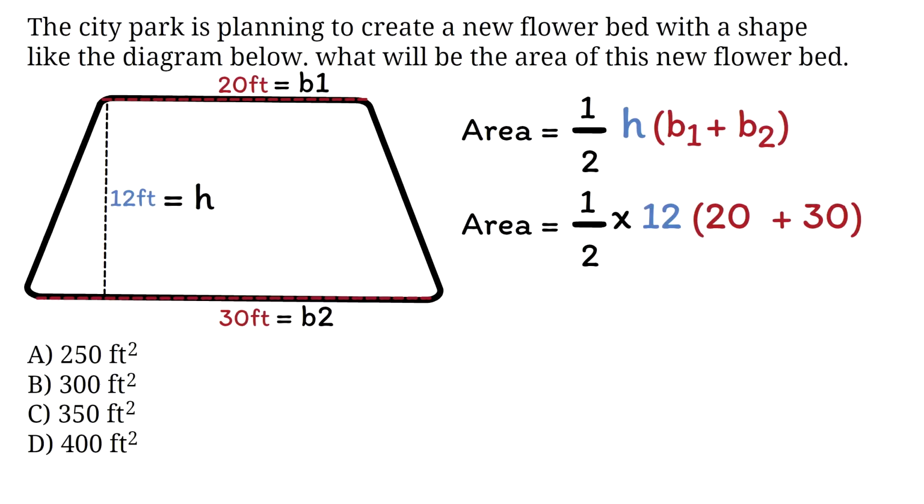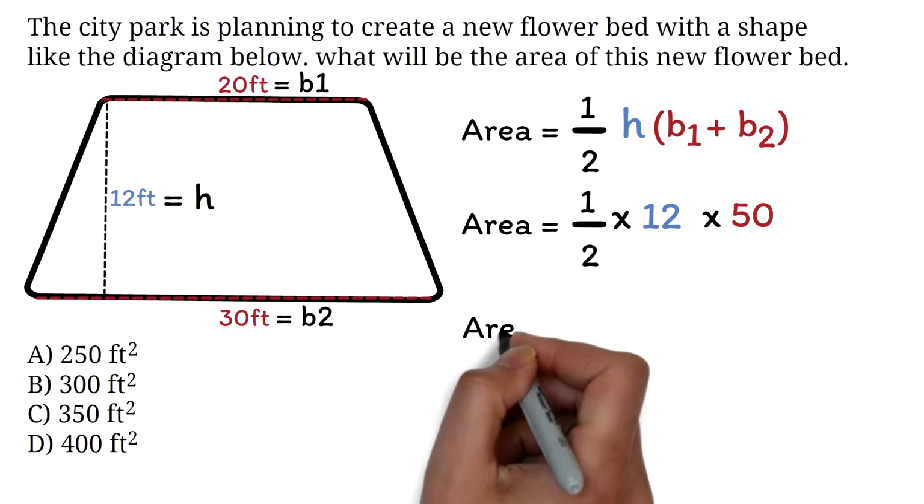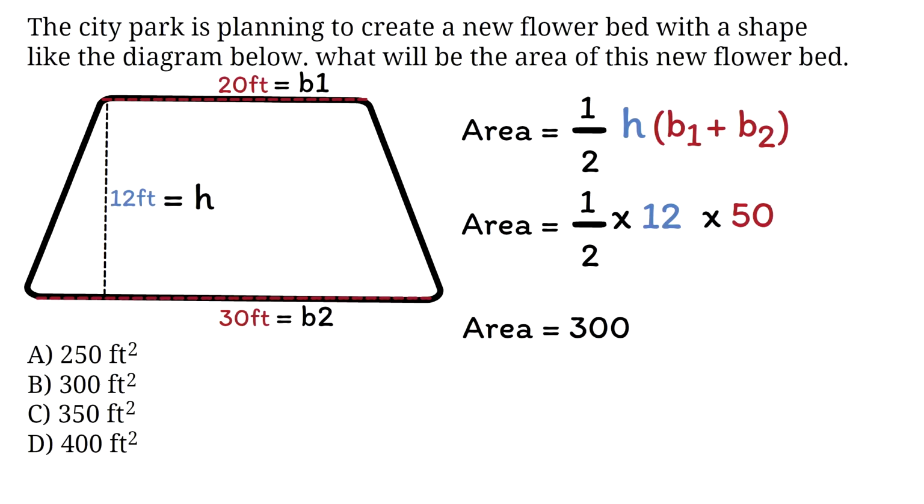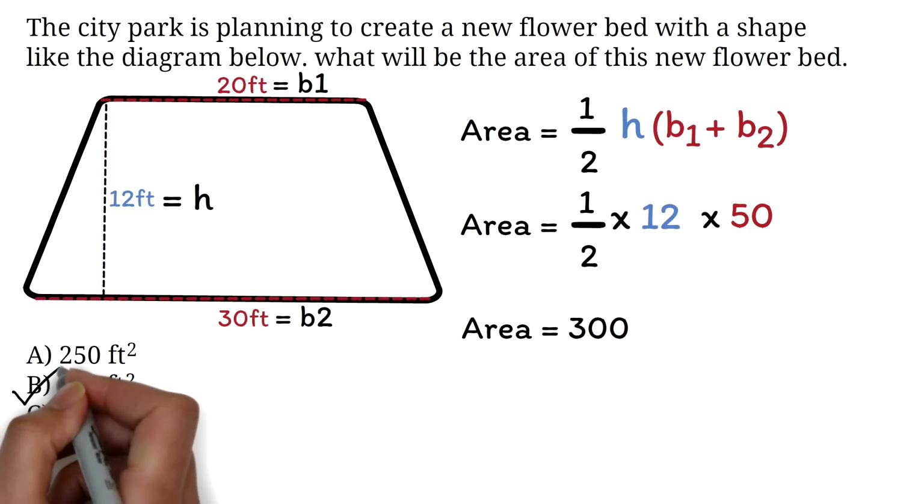From the order of operations, we will do the parenthesis first. Add 20 and 30 to get 50. Now we have half times 12 times 50. We multiply this to get 300. So the correct answer is B, 300 square feet.